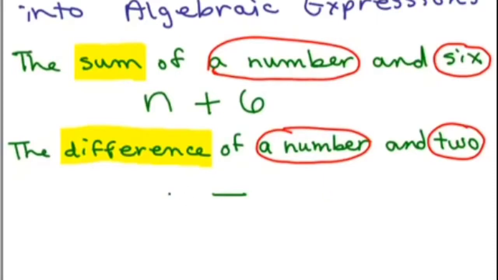So again, let's just use n again to represent the number. It has to be a variable, and 2. So n minus 2 is how we would write the difference of a number and 2.